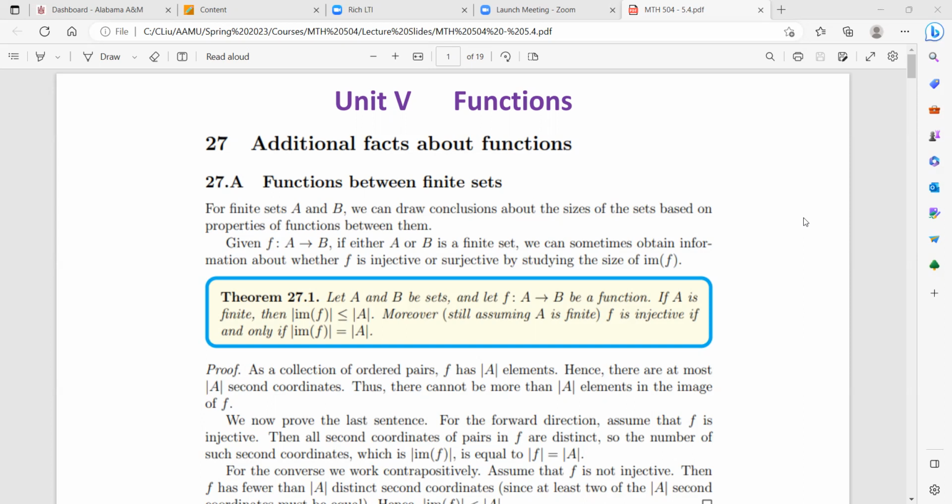So the first thing we want to talk about is functions between finite sets. So that means a function f from set A to set B, where either A or B is finite or both. And then for that case, we can talk about more interesting properties of functions.